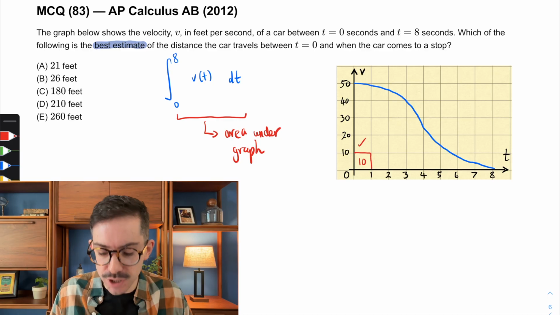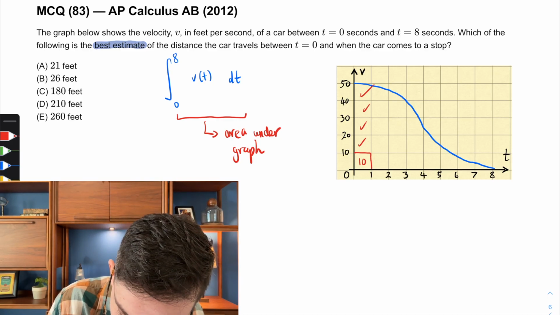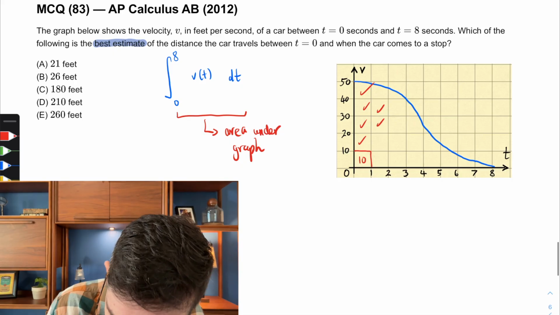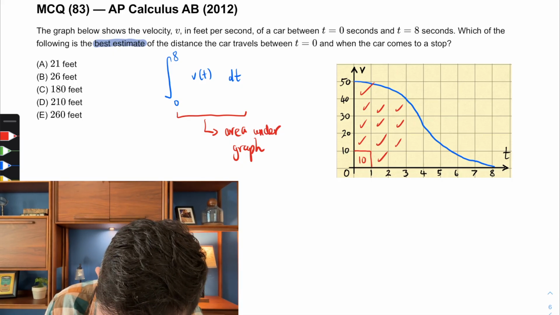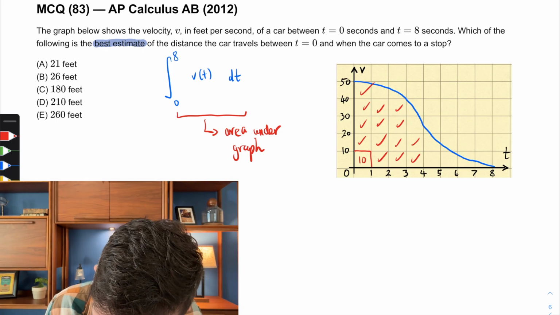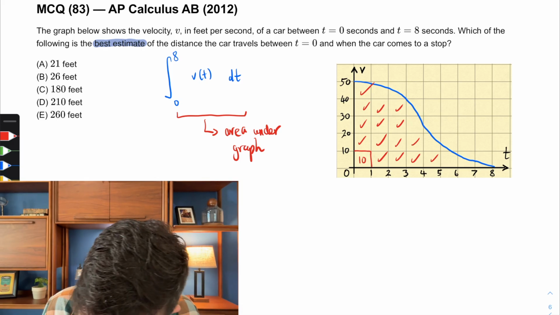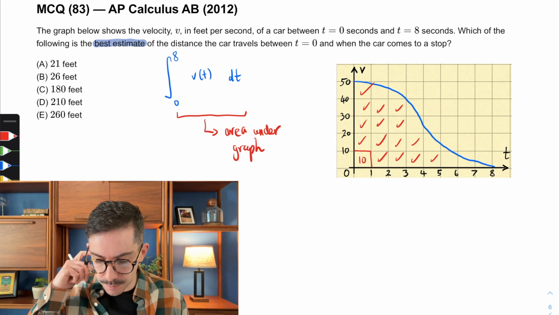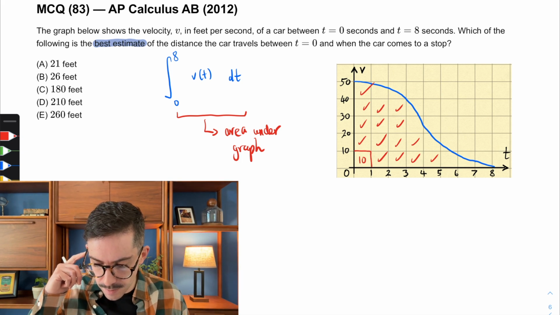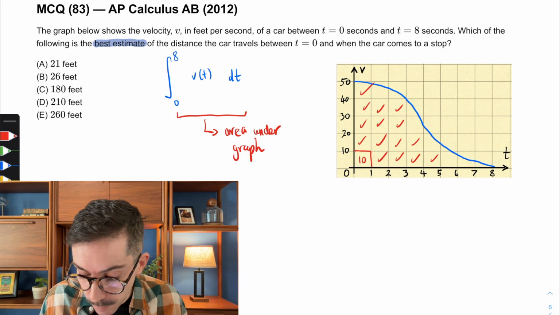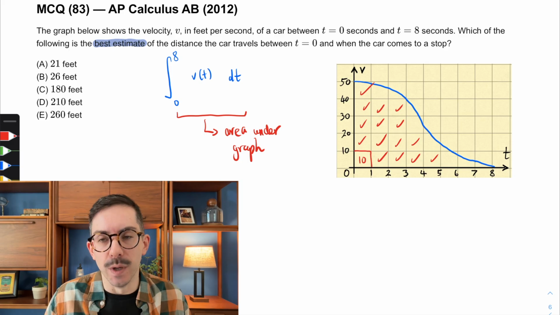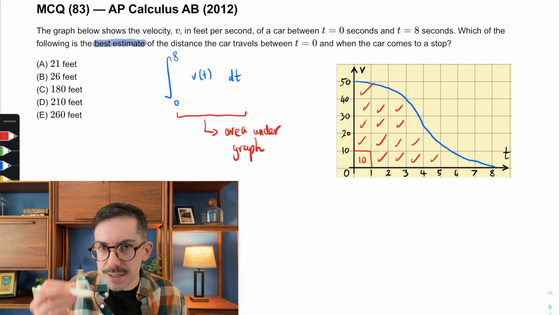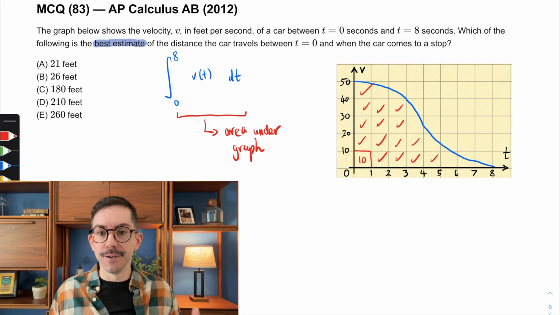So let's start by counting the actual number of complete boxes that we have. I'm going to count that one as complete, even though it's missing a tiny clipped corner. And so on. Okay, those are all of my complete boxes. Great. So what do I have? I've got 1, 2, 3, 4, 5, 6, 7, 8, 9, 10, 11, 12, 13, 14, 15, 16. So it's at least 160 feet, 16 times 10, of area under this graph.